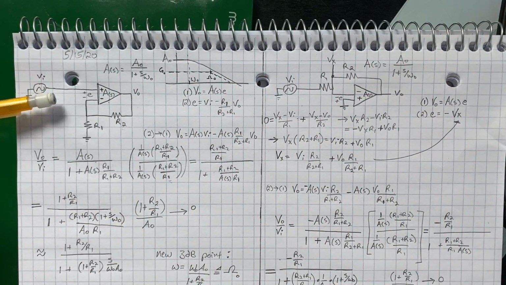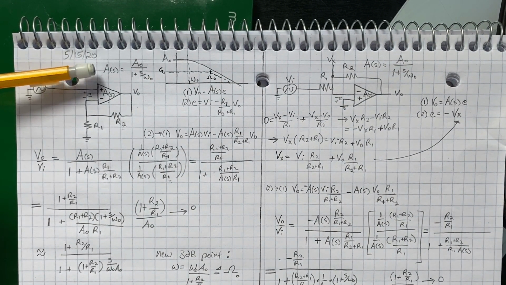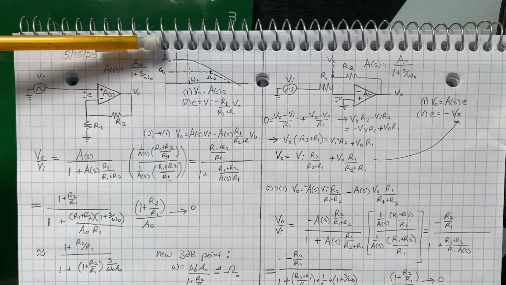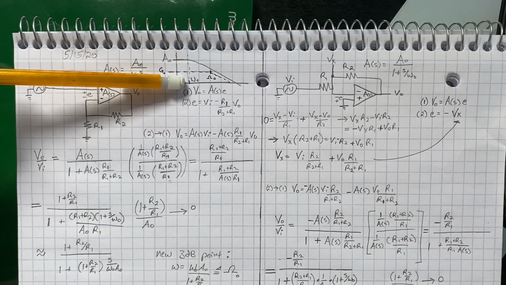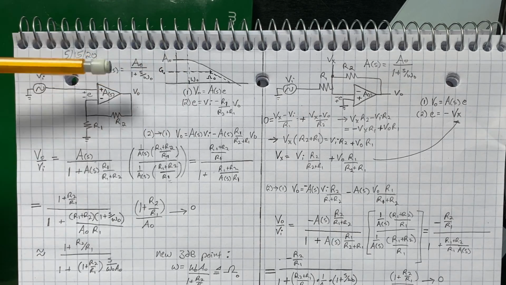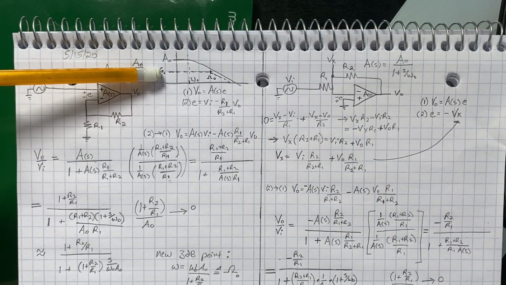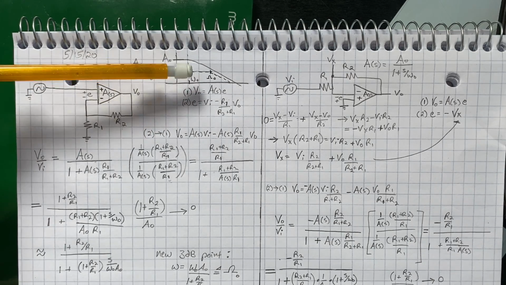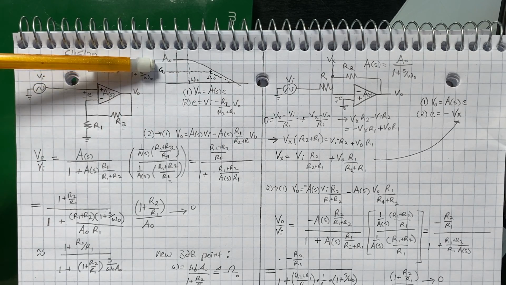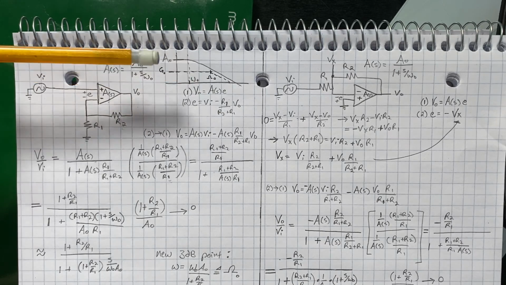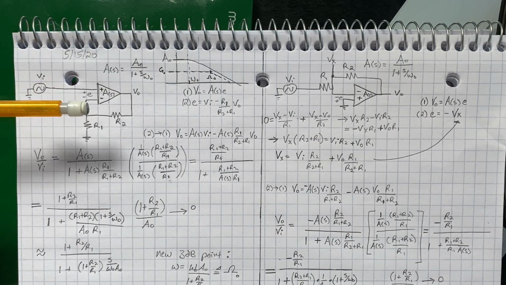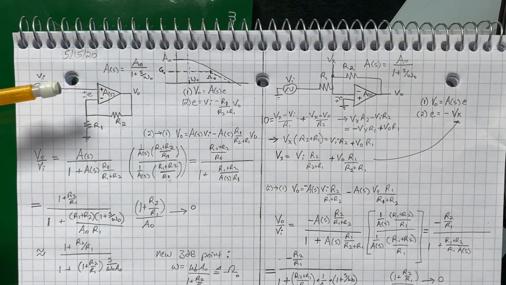Here we're assuming the op-amp has a single pole response with a DC gain of A naught and an open loop bandwidth of little omega naught, and we're going to define a closed loop gain, capital G naught, and a closed loop bandwidth, big omega naught. And here's our setup for the non-inverting.